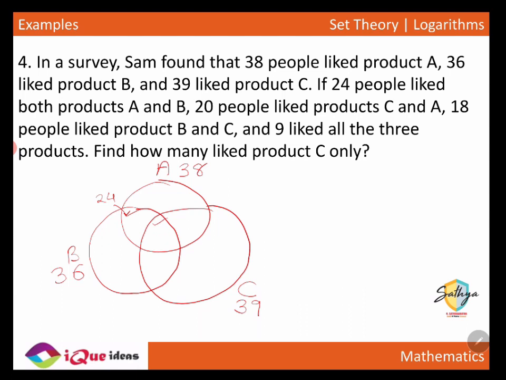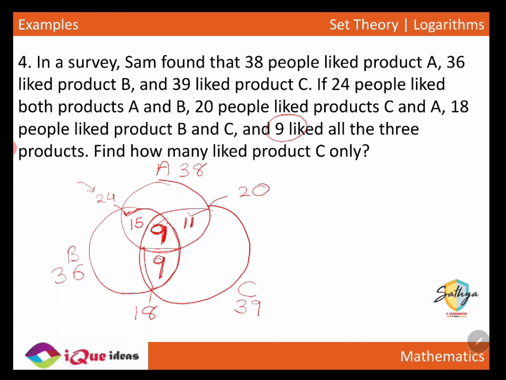Similarly, C and A, we have 20 people, and for B and C, we have 18 people, and 9 like all three. So the common area we start with, as usual, 9 like all three. Now A and B are liked by 24, out of which 9 also like C. So the remaining portion for this particular area is 24 minus 9, which is equal to 15. Similarly, for this area, that is only A and C, is 20 minus 9, which is equal to 11. And this particular area, which is 18 minus 9, is equal to 9.